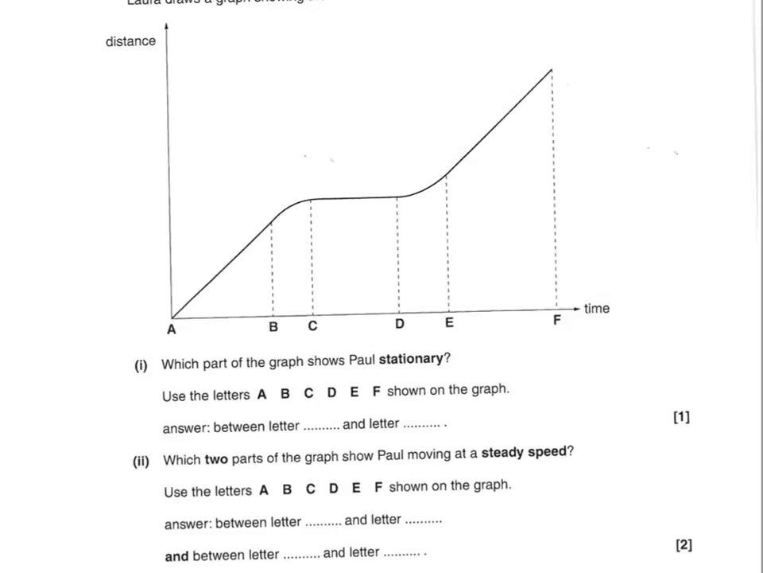So the stationary bit is where the line's going to be flat. He's not moving any distance. So between C and D is the answer there.